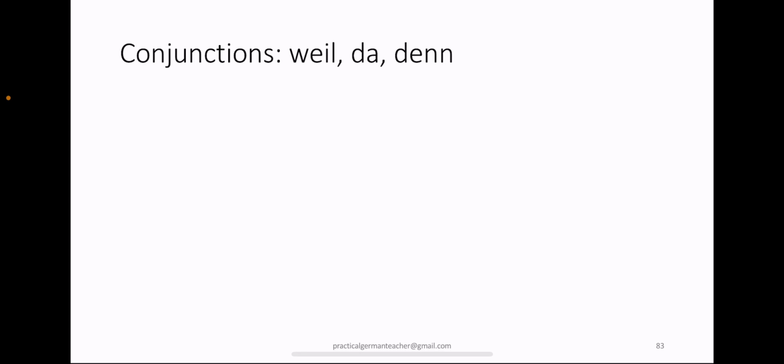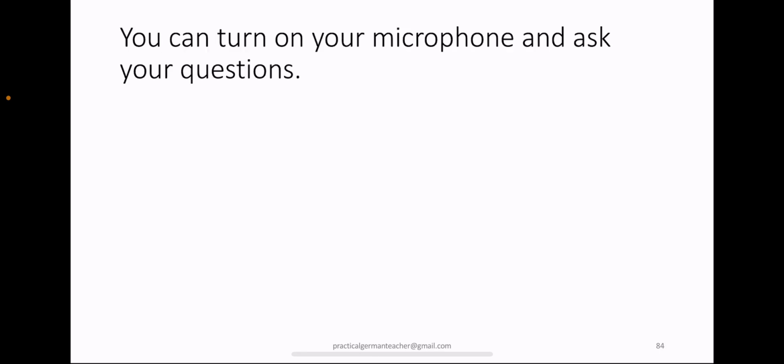Why do I say that? Let's consider the English conjunctions such as therefore, hence, as a result. Sometimes you can use these interchangeably, but there will be situations where you should not use hence, you should use therefore, and vice versa. So now you can use weil, da, and denn interchangeably, but later in A2 I will tell you when not to do that.